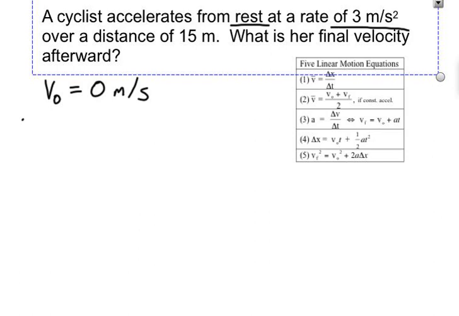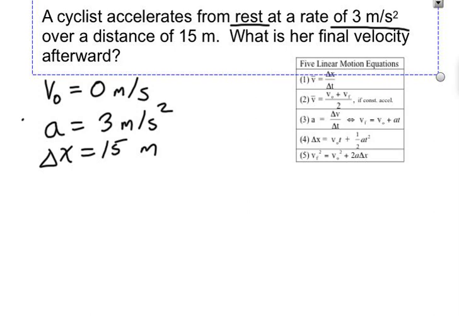at a rate of 3 meters per second squared. So again, the units meters per second squared should tell you it's an acceleration, but it also said that was the acceleration. So acceleration is 3 meters per second squared over a distance of 15 meters. So our distance delta x is 15 meters. And what is the final velocity? So we're looking for vf, question mark.